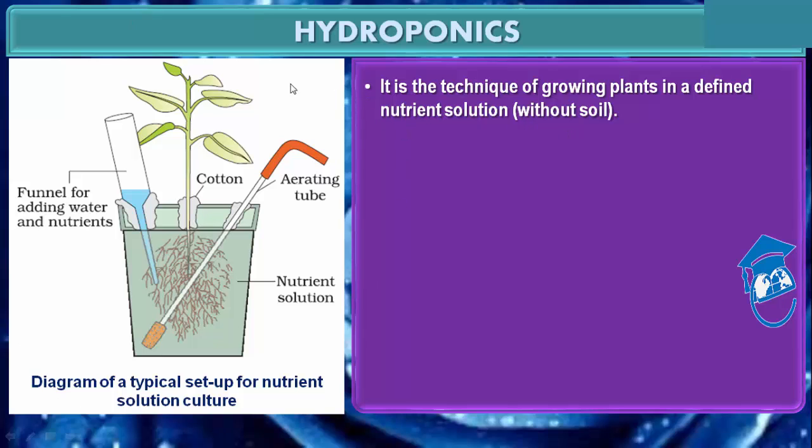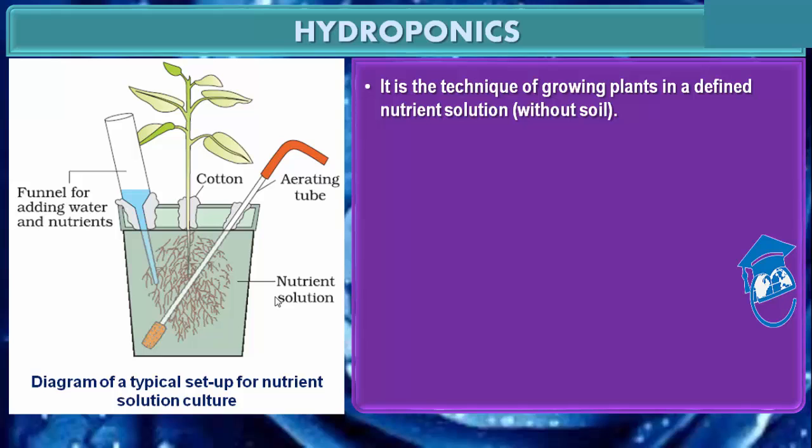So this is the apparatus, or the typical setup for the nutrient culture solution. See, this is the cotton plant which is growing in this nutrient medium or nutrient solution. This is the funnel for adding water and the nutrients, and this is the aerating tube. You have to aerate it from time to time. And this is the nutrient solution which is filled in this setup. So this is your hydroponics. This is the technique of growing plants in a nutrient solution, called hydroponics.